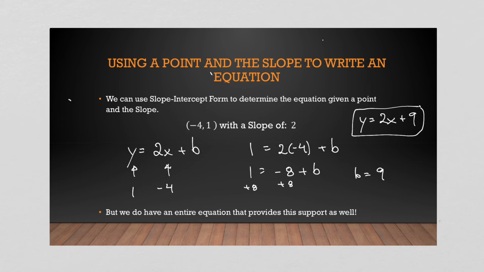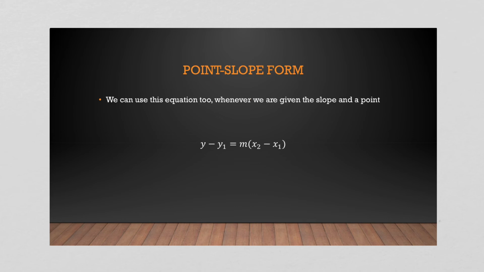So you can determine the equation of a line given that information using slope-intercept form, but you can also use this brand new equation we have called point-slope form. It's called point-slope form because we're using a point and a slope. So the m in this equation is still your slope.